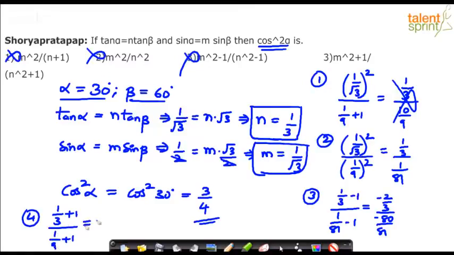So this will be like 4 by 3 divided by 10 by 9. 4 by 3 divided by 10 by 9. So it becomes 4 by 3 into 9 by 10, which is 12 by 10. No. So option 4 definitely is wrong. I mean, this is not option 3, this is option 4. This is definitely wrong. You have to verify. I think do it once again.